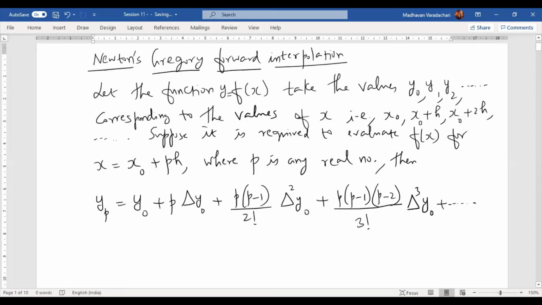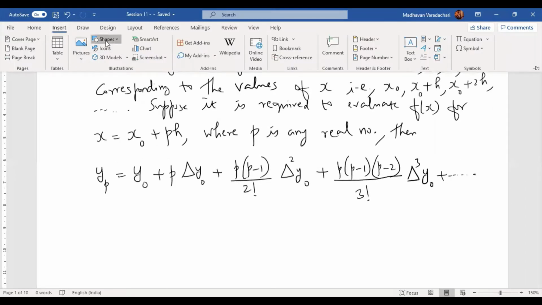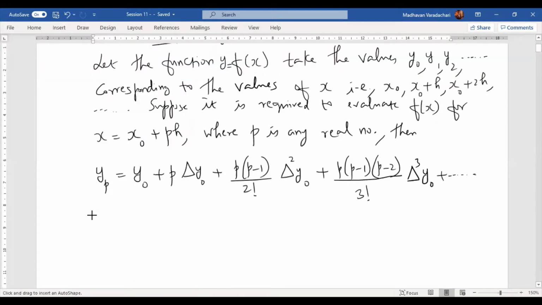So what is all this delta and all? We will understand these things through an example. Basically, it is an interpolation. So how do we interpolate using this formula? We'll see that with an example.